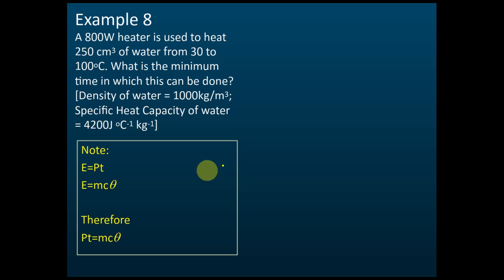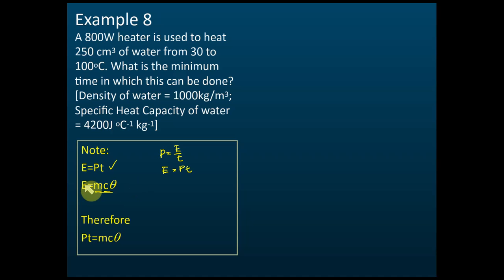Now, from the formula of power, P equals E over T, we know that the energy E equals PT. And in Form 4, Chapter 4, we have learned that heat energy can be calculated using the formula E equals mc theta. Now, this E is the electrical energy supplied by the heater, and this is the heat energy absorbed by the water. If we assume that all the energy supplied by the heater is absorbed by the water, then we can say this E is equal to this E.